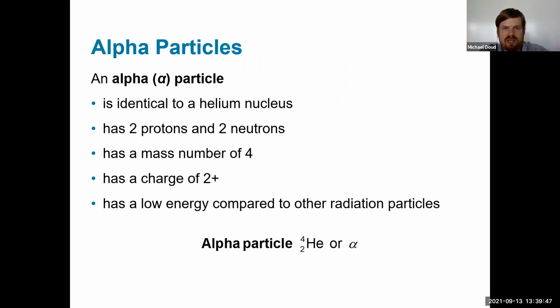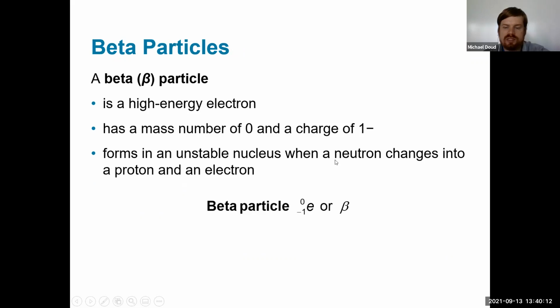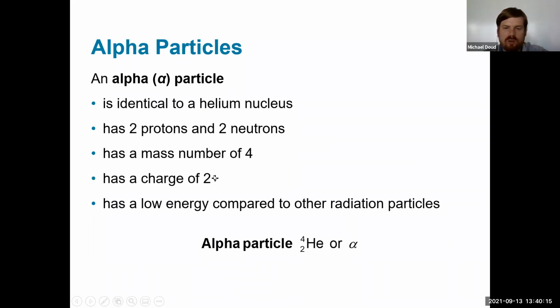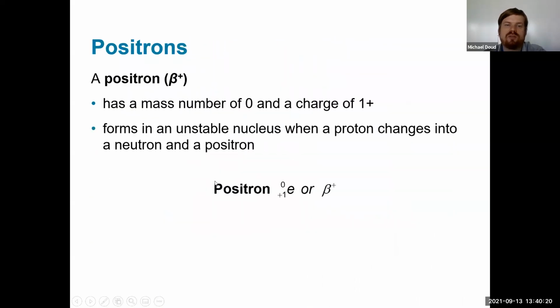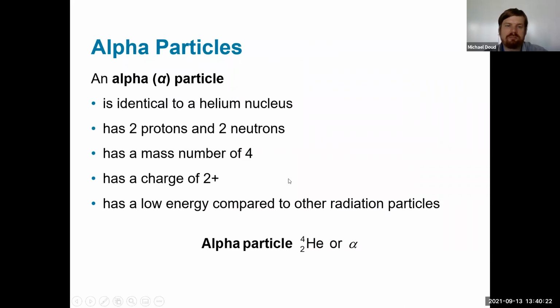Okay, an alpha particle is identical to a helium nucleus, so it's a helium atom that's had its two electrons stripped away. You're left with a tiny nucleus that has 2 protons and 2 neutrons. The mass number is 4 because of 2 protons and 2 neutrons. The charge is 2+ because it lost both of its electrons. And this is a very low energy type of radiation, but potentially very damaging. We'll talk about this in the future, how to protect from the radiation.